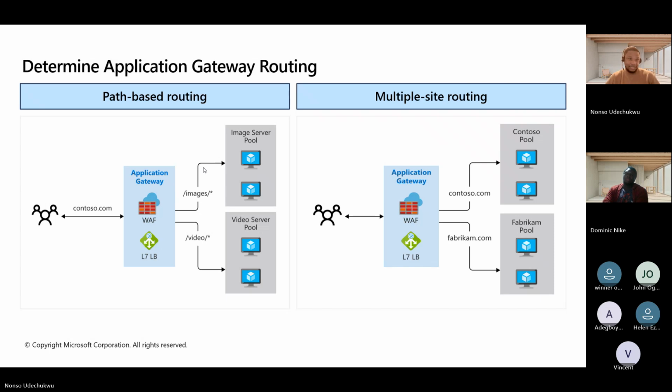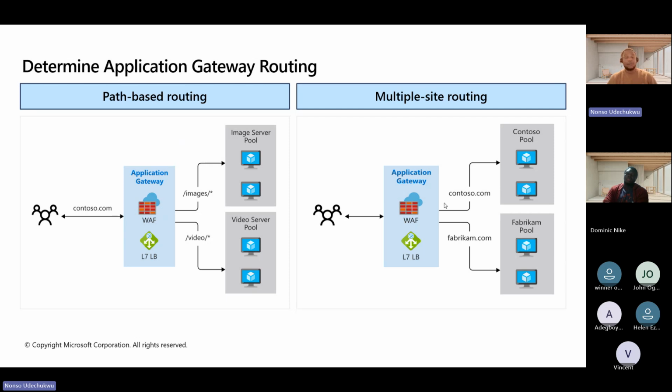This is an example of path-based routing and multi-site routing in Application Gateway. Think of so.com or helen.com or john.com sitting behind Application Gateway with WAF. If I want to visit /images, it goes to the image pool. If you want to visit /video, it goes to the video pool. These are two different locations configured here.